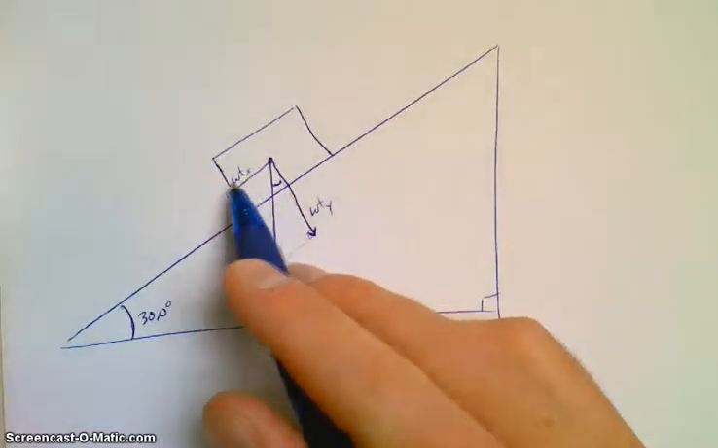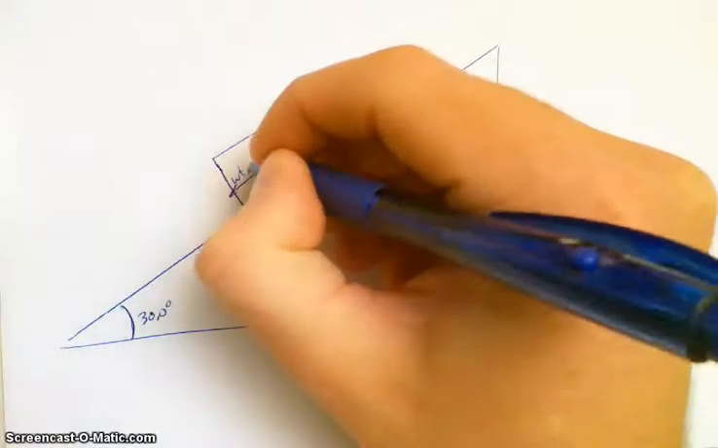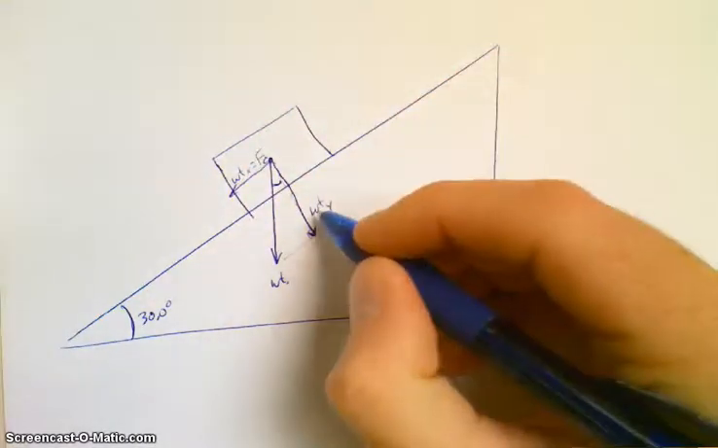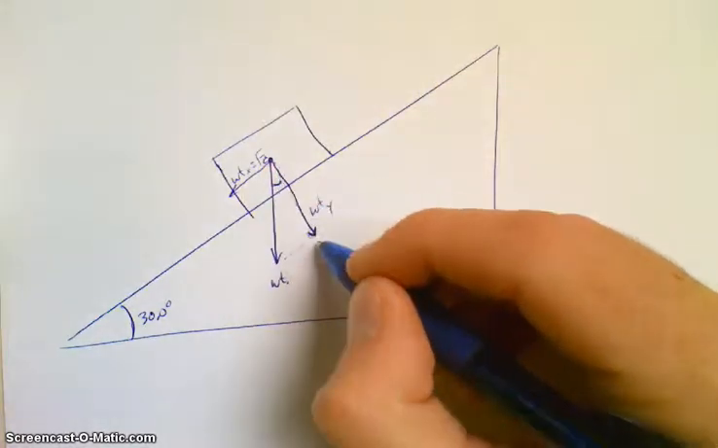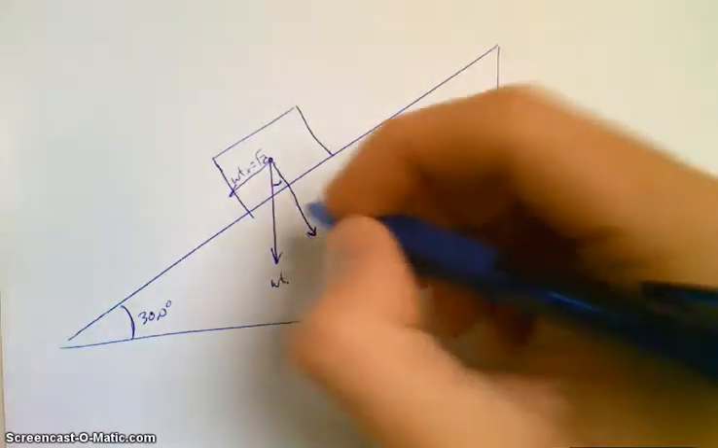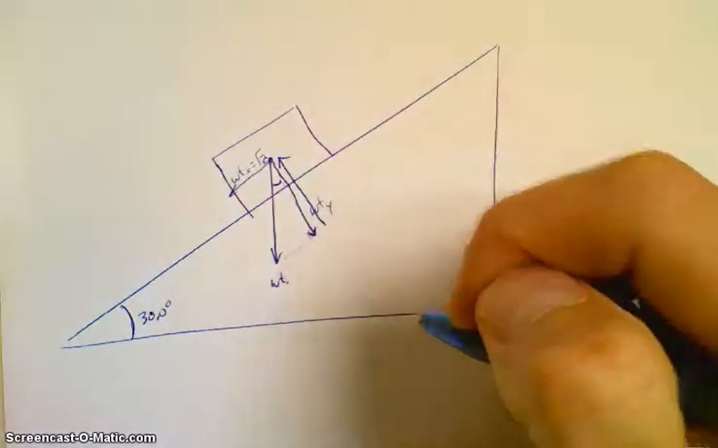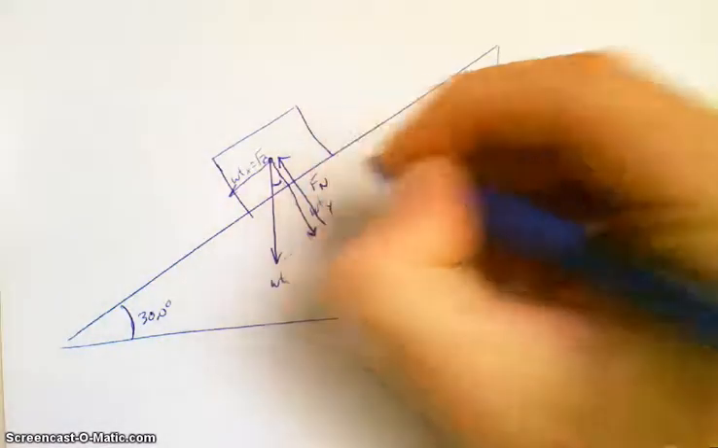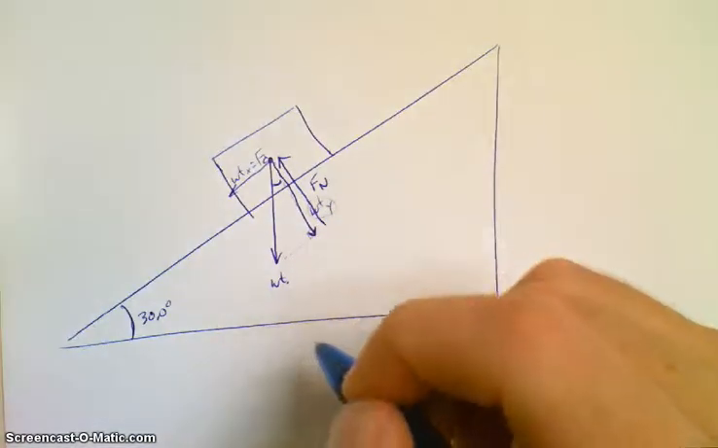But what is essentially weight X? What have we been calling that component? We've been calling that FD. And weight Y, because this is actually the only part of the weight that's pushing against the surface, pushes back on the block. And that's what we're calling Fn. So Fn is actually equal to that component of the weight.